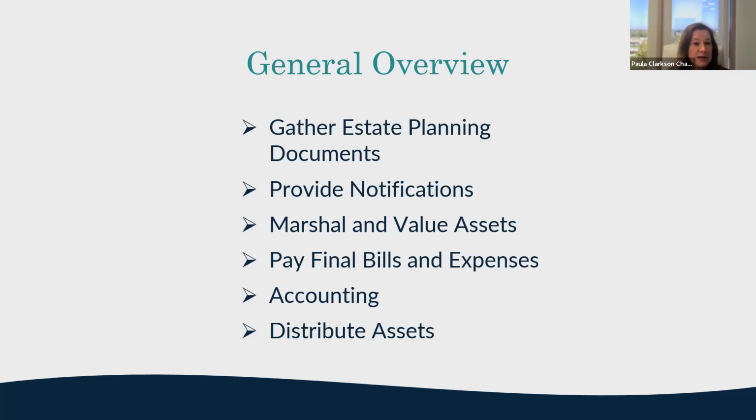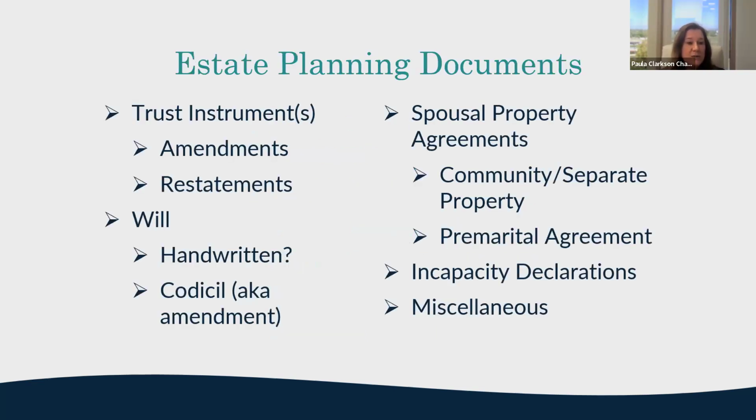There are certain notifications that we're going to give out to creditors, to beneficiaries, and so forth that we're going to go through. We need to marshal all of the decedent's assets and value those assets as of their date of death. We're going to pay all their final bills and expenses. Contrary to popular demand, a person's debts do not die with them. They do need to be paid before they are distributed to their beneficiaries. The trustee will provide an accounting to the beneficiaries showing what is remaining to be distributed and then distribute the assets to everyone.